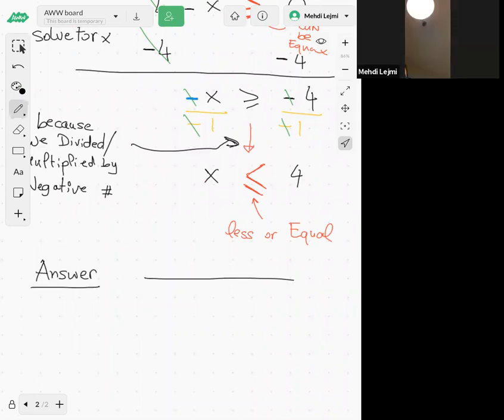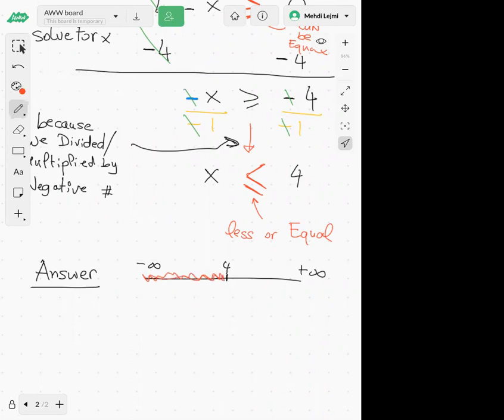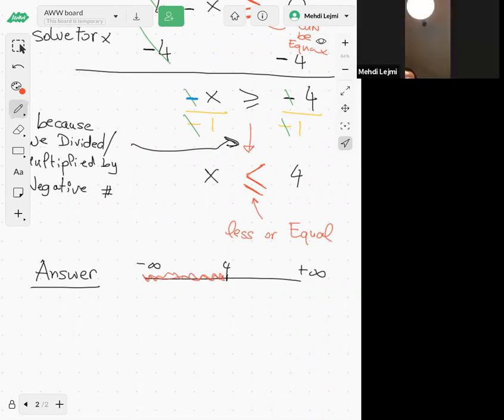so here's my number line. I have 4 somewhere, this is negative, this is positive. X is less or equal, so it should be on the left side of 4. So it's right here. And my x can be equal to 4, so I'm going to include the 4, because it can be equal.